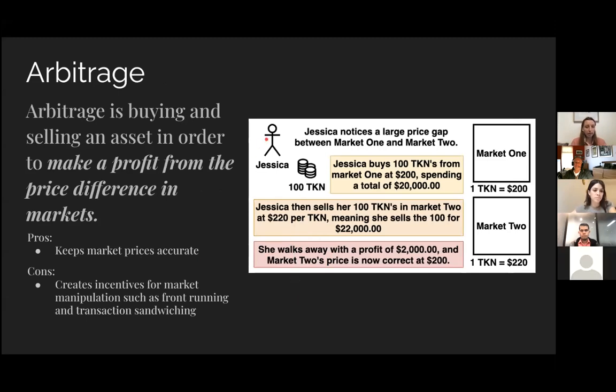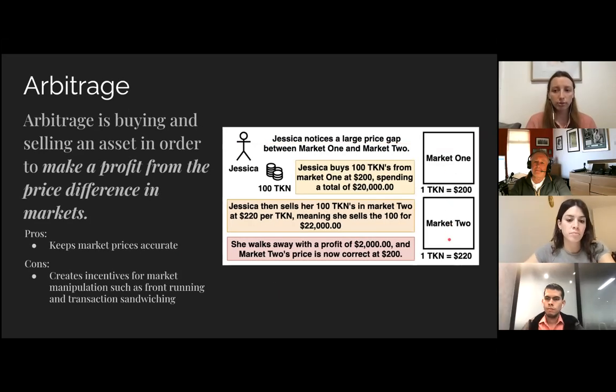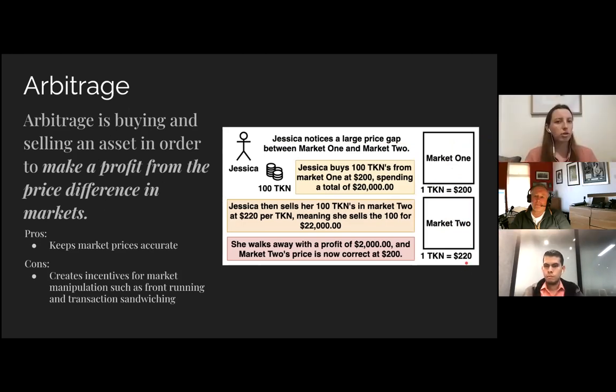So we have Jessica here, right? And we have market 1 and market 2. In market 1, the current token price is $200, which is correct. That's what the market is selling it for. In market 2, however, the token price is $220. So it's off because obviously someone made a trade and moved the price along. So Jessica notices there's a large price gap between market 1 and market 2. What Jessica does is buy 100 tokens from market 1 at $200 a token, right? That's the price here. So she's spending in total $20,000, right?